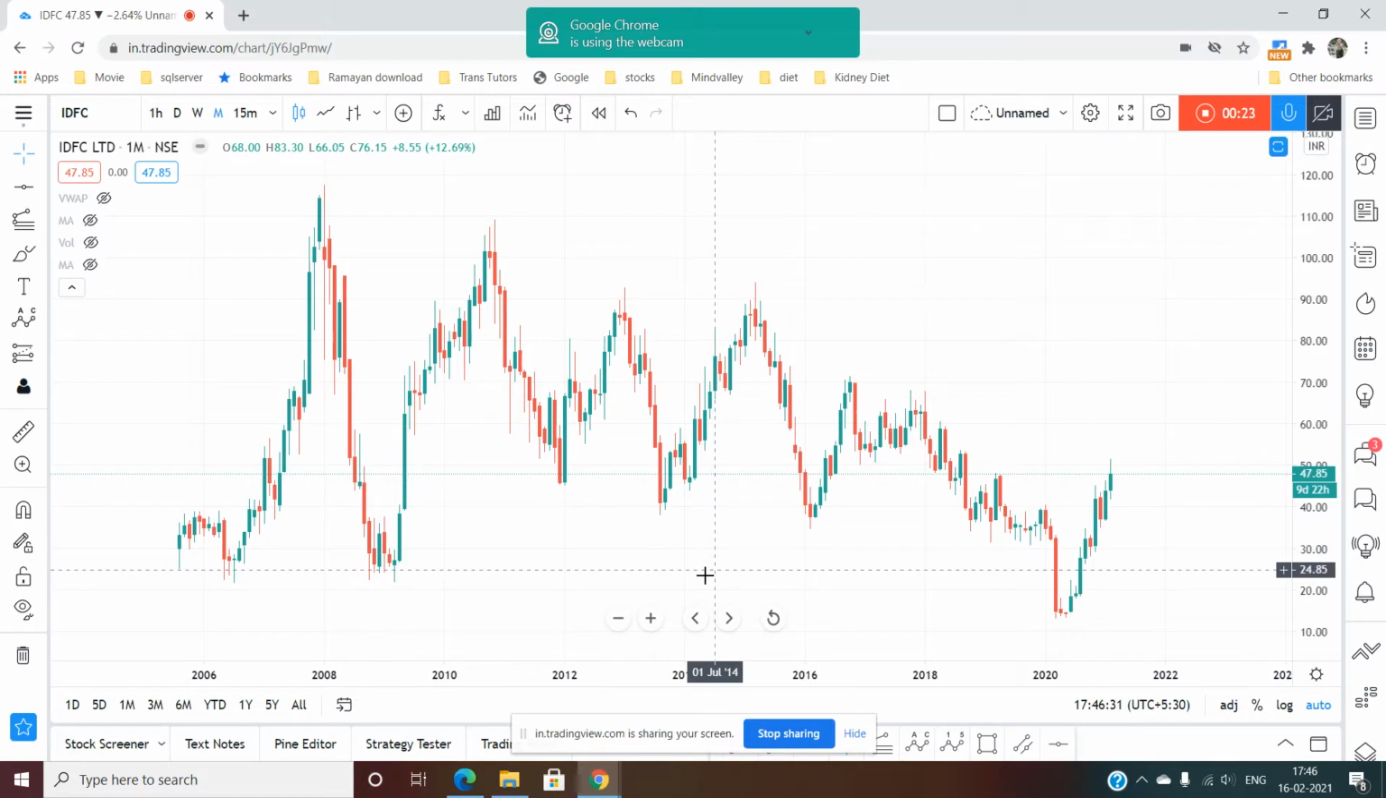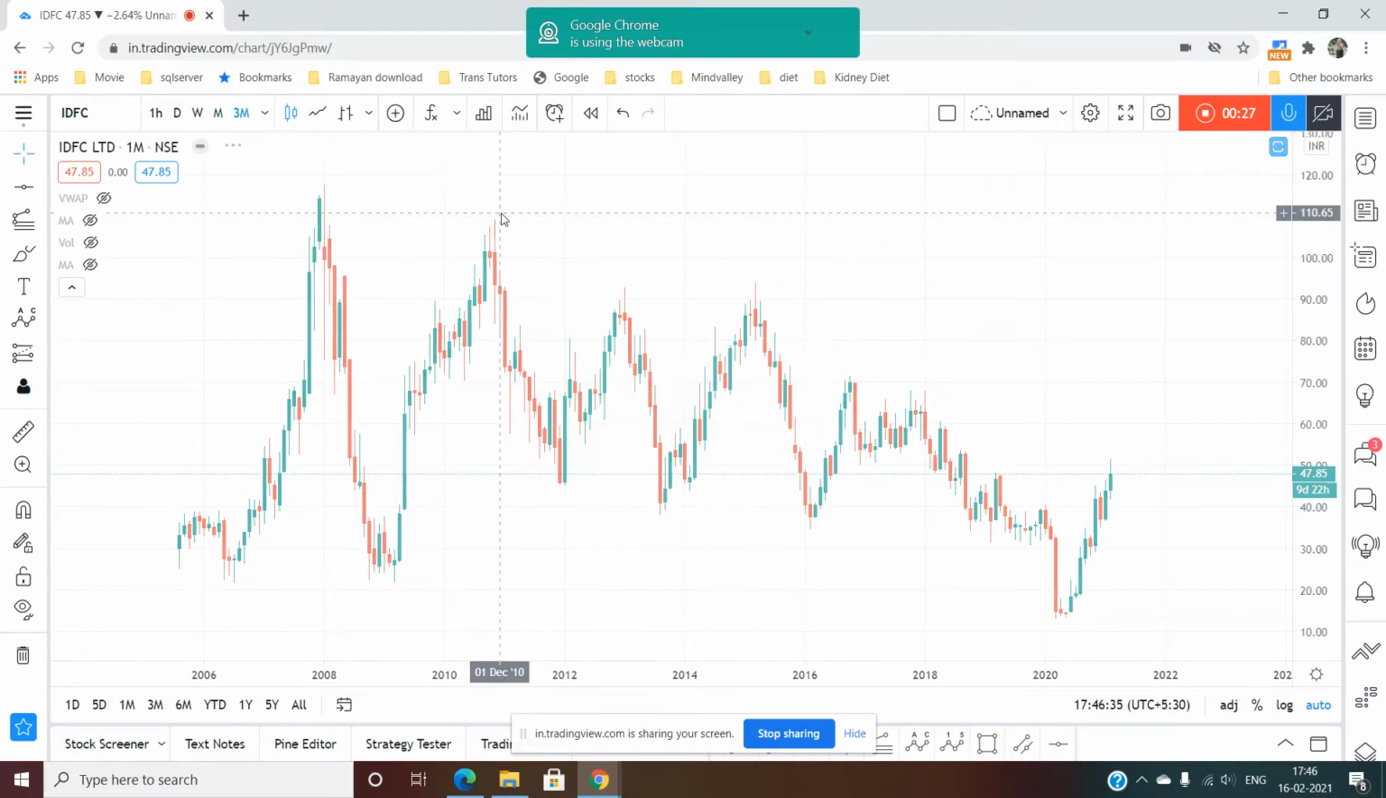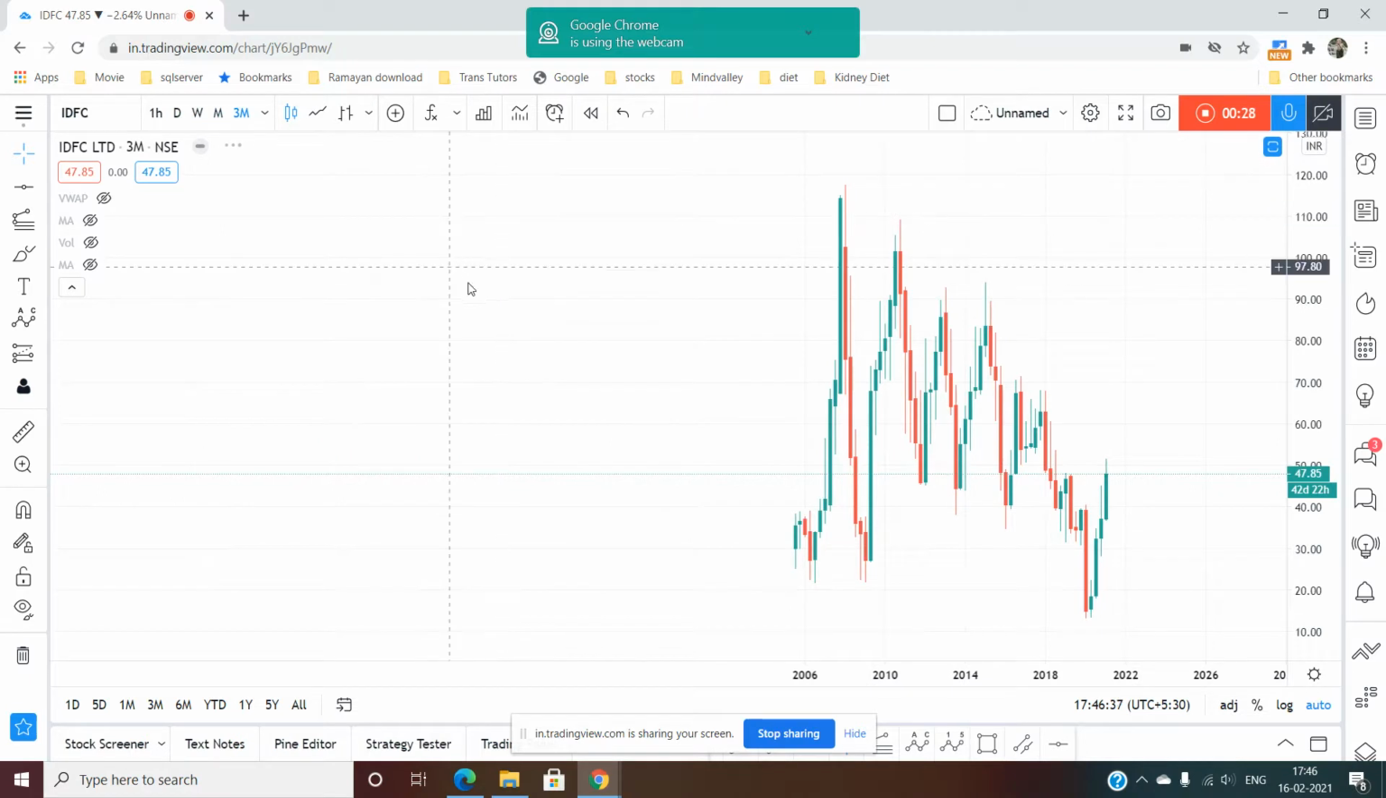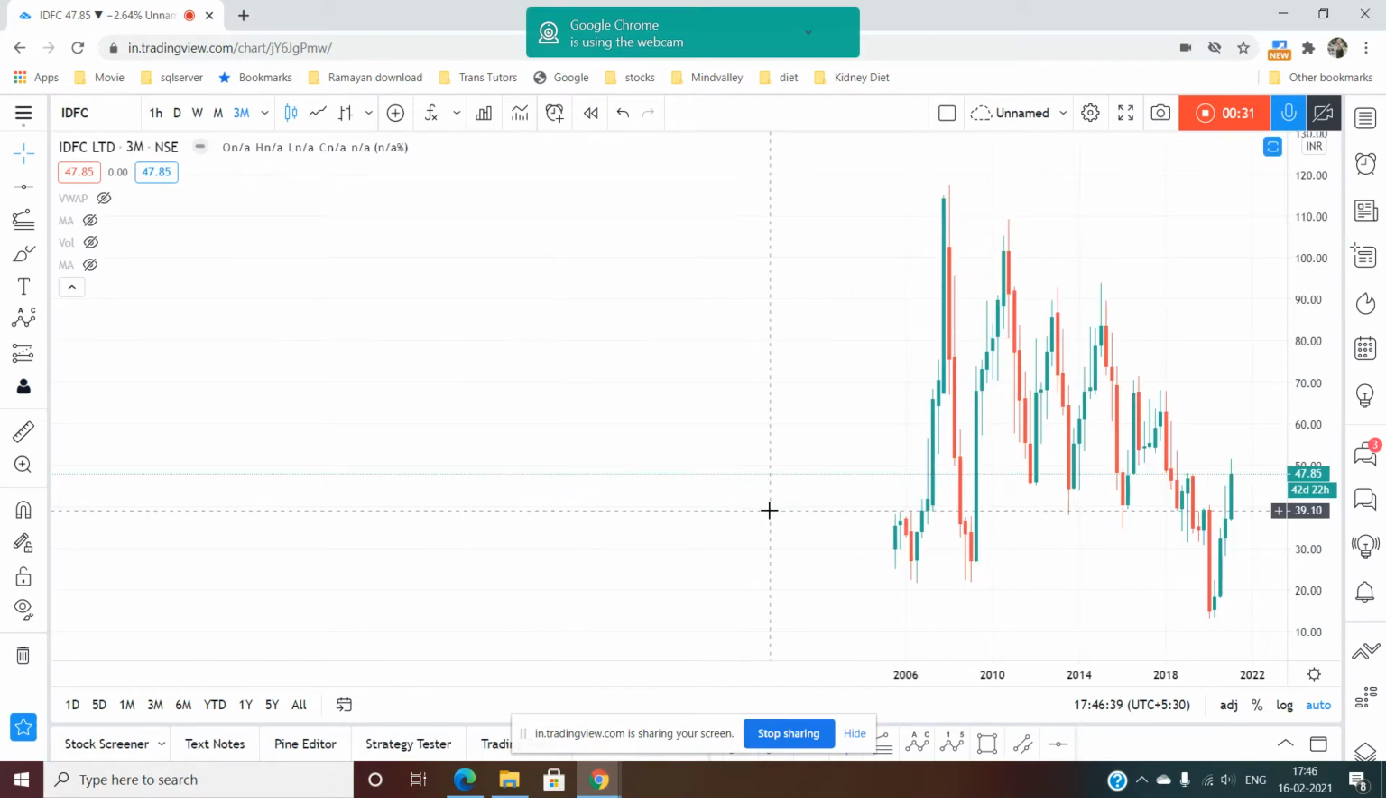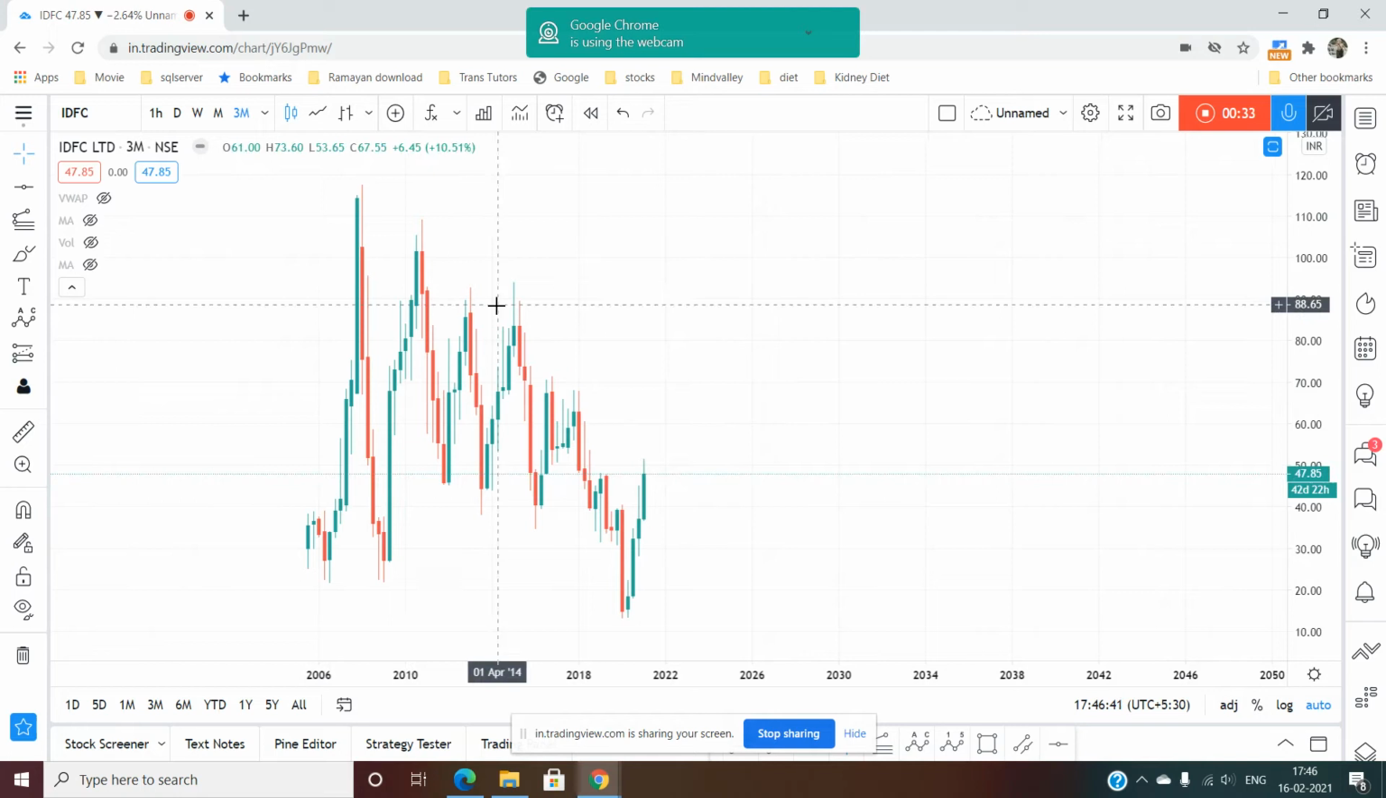Now this is a monthly chart. Let's go to the higher time frame. Okay, this is a 3-month chart. If you see this particular chart, you will say this is not a well-structured chart. It says much about the fundamentals. The fundamentals have not been good for IDFC Limited from 2006 to now, the last 14 years. It has not been that good.